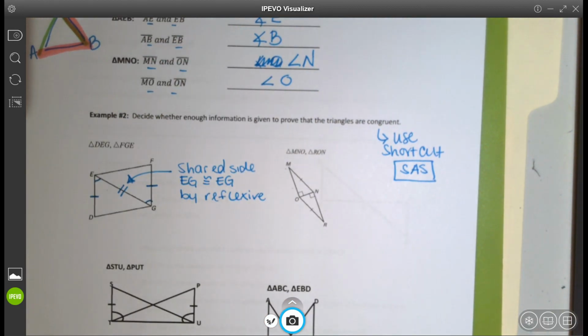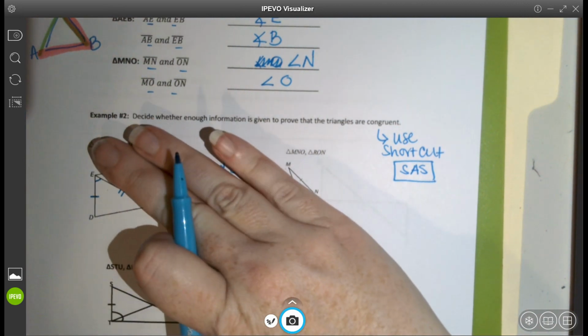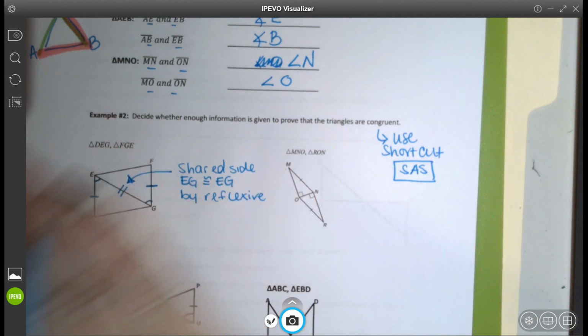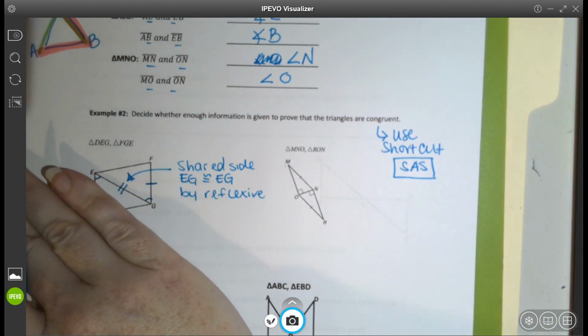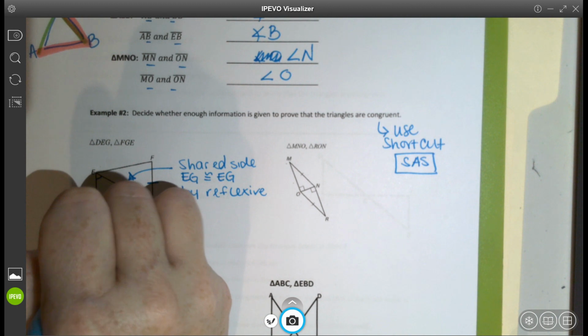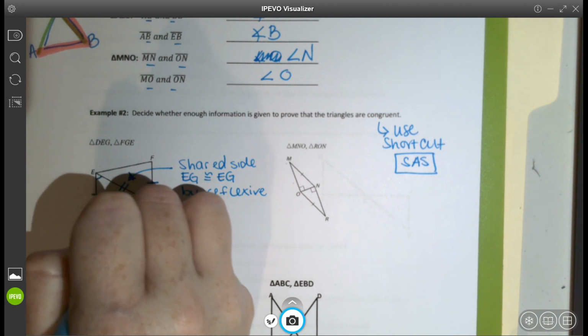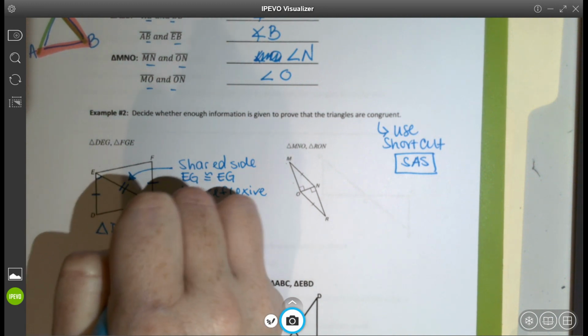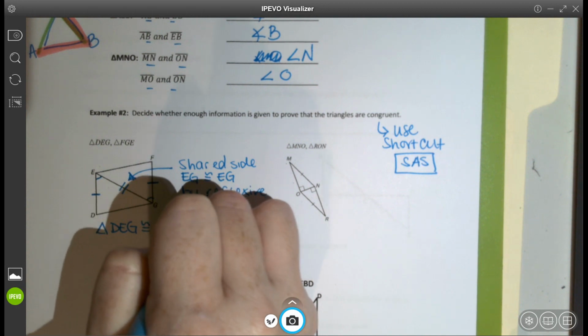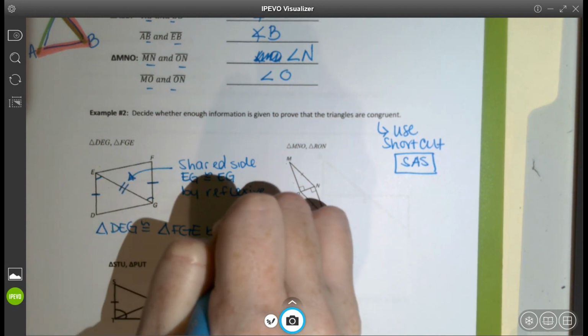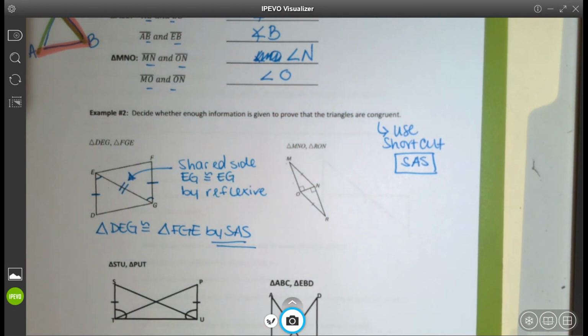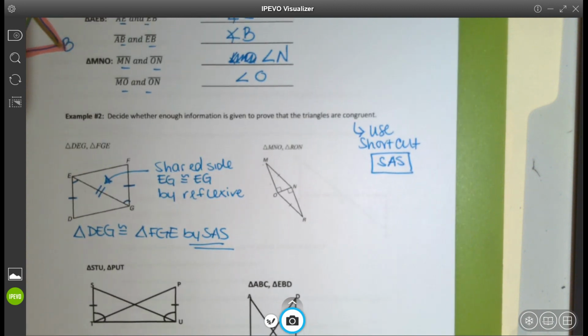Now, looking at the triangles, we have to determine, can I say the two triangles are congruent? Looking at this first triangle, this has SAS. This triangle also has SAS. So I could say triangle DEG is congruent to triangle FGE by SAS. You have to include how you're proving those triangles congruent because we are going to learn more shortcuts. All right, moving on to the next example.